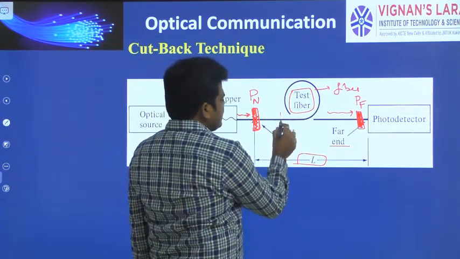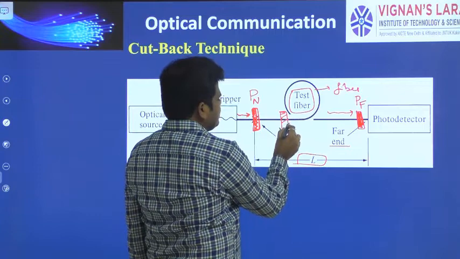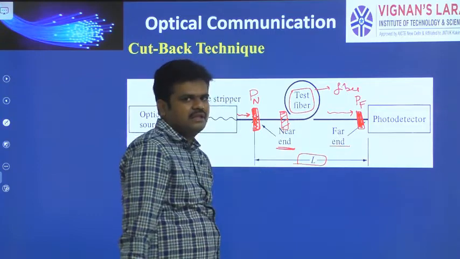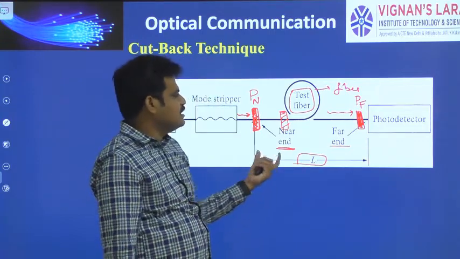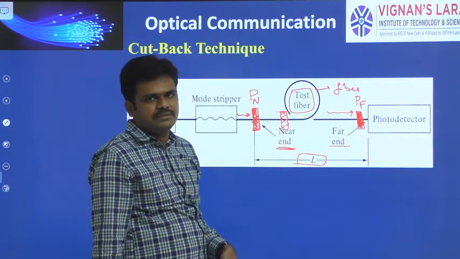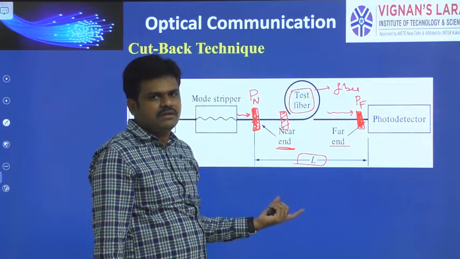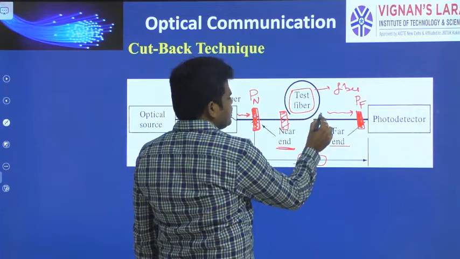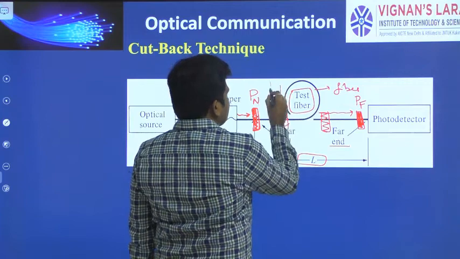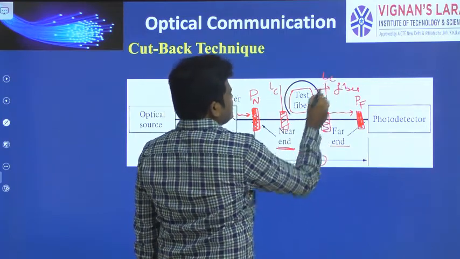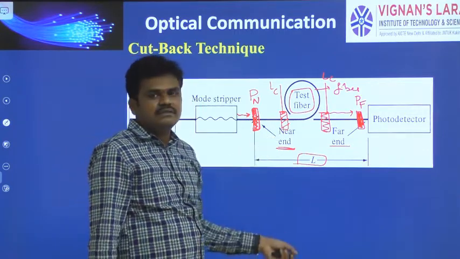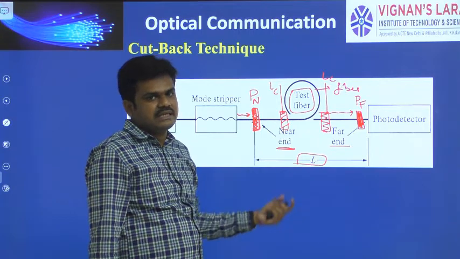What is that limitation? For example, if there is a connector between the two ends, that is the near end and far end, then calculating the attenuation using this cutback technique may give a wrong result. The measurement may be wrong. Why? Because whenever you use a connector to connect the optical fiber, there may exist connector losses. Those connector losses cannot be included while measuring the attenuation using the cutback technique.